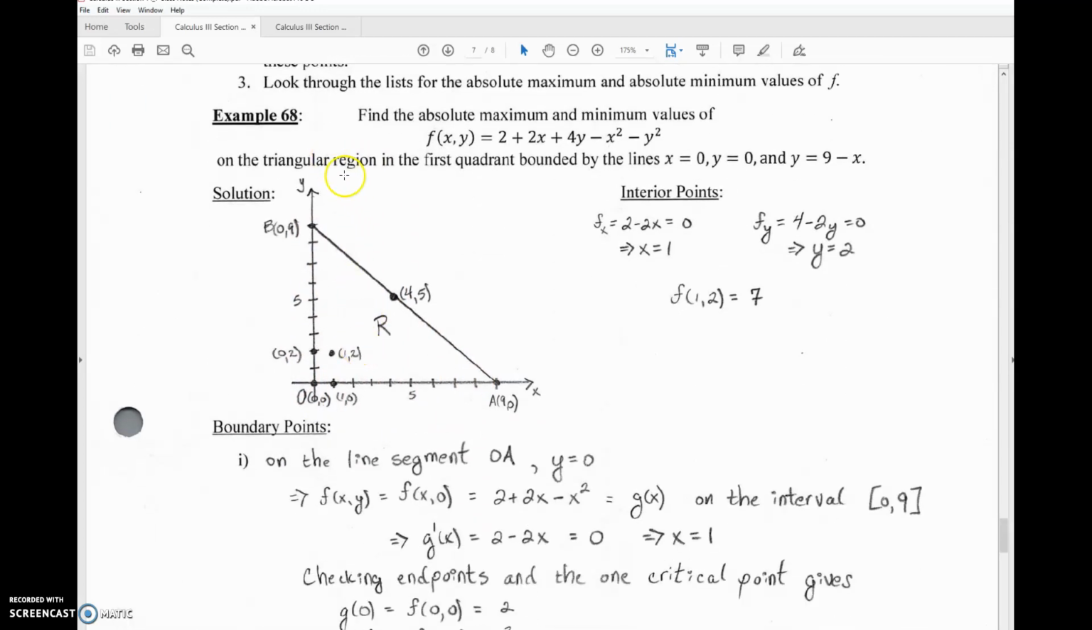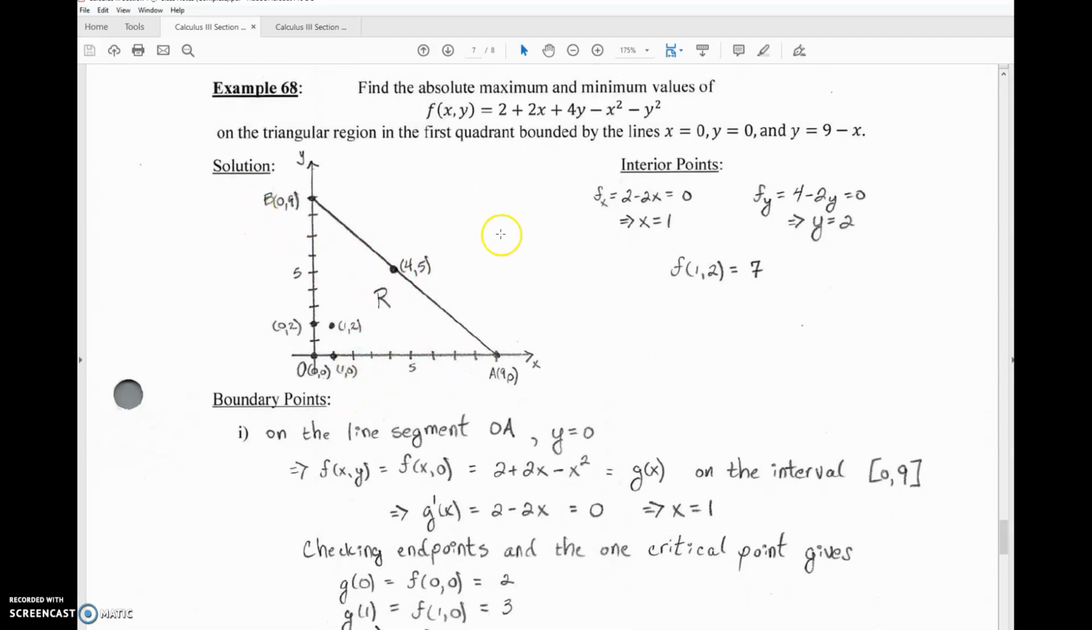Example 68. Let's find the absolute maximum and minimum values of the function f(x,y) equals 2 plus 2x plus 4y minus x squared minus y squared on the triangular region in the first quadrant bounded by the lines x equals 0, which is the y-axis, y equals 0, which is the x-axis, and the line y equals 9 minus x, this guy. So we have this triangular region.